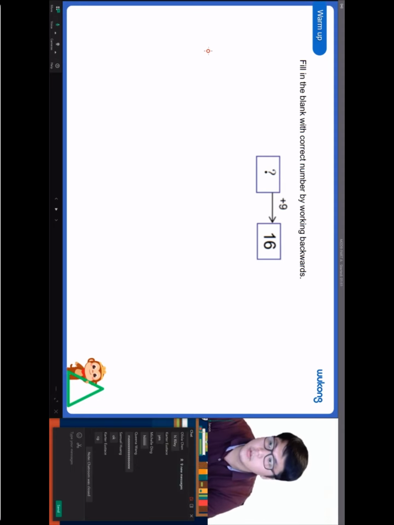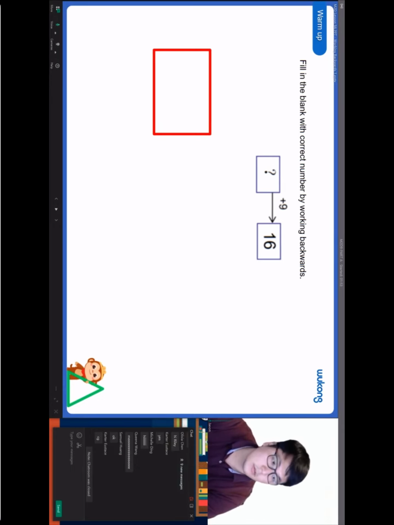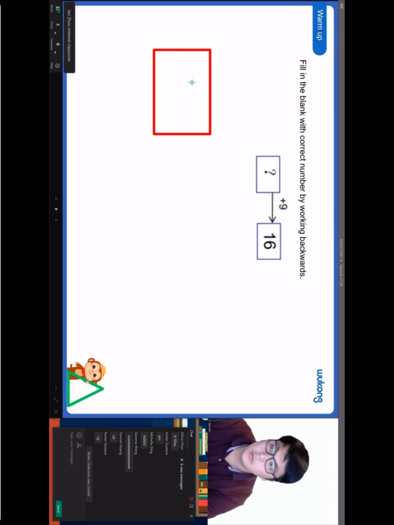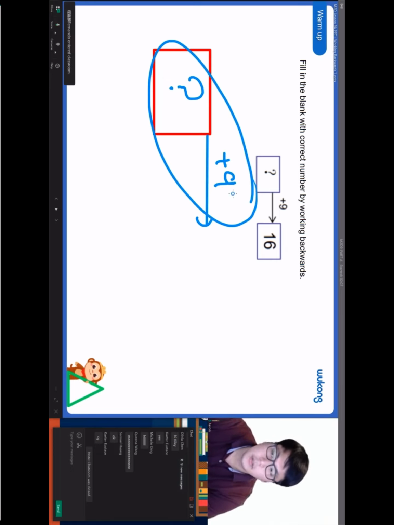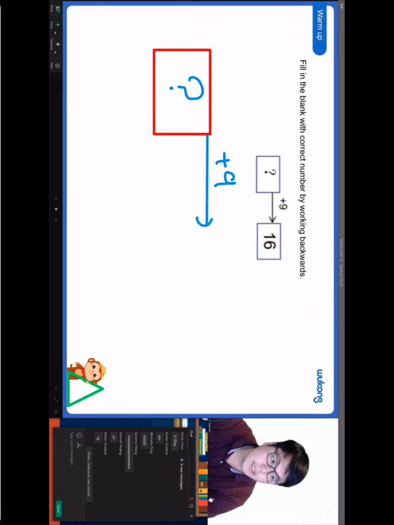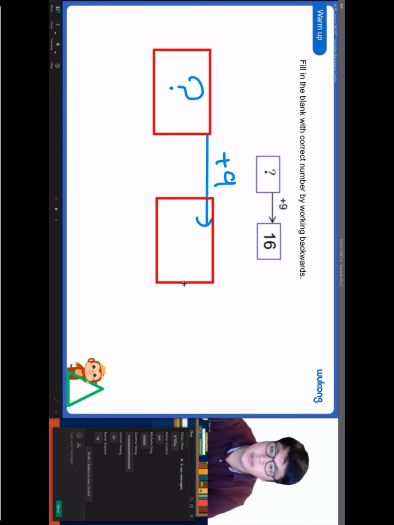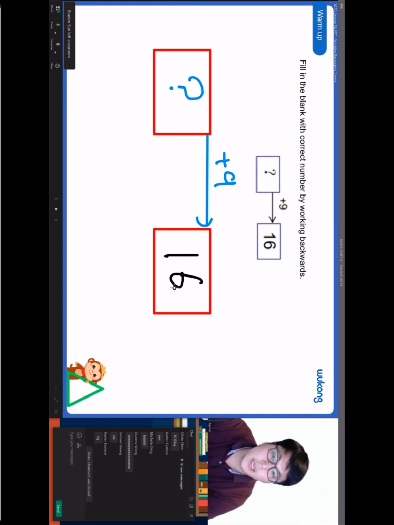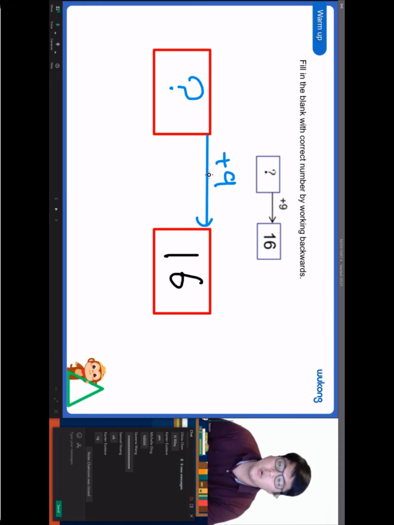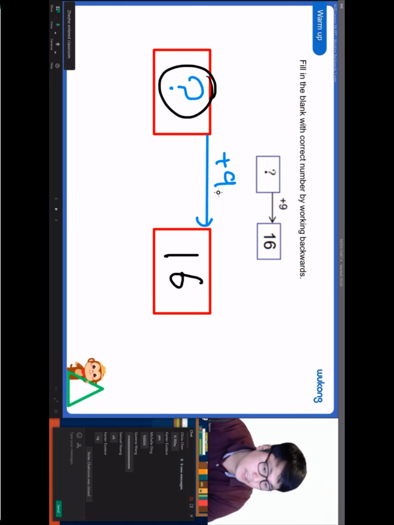So let me draw you a square or a rectangle or a box, okay? Now, from this box, we don't know the number of this box. But what we did was we've added 9 to this number, okay? And after adding 9, everybody, I'll show you what happened next. The answer is 16. So it is our job to figure out what was the number from the beginning, guys.